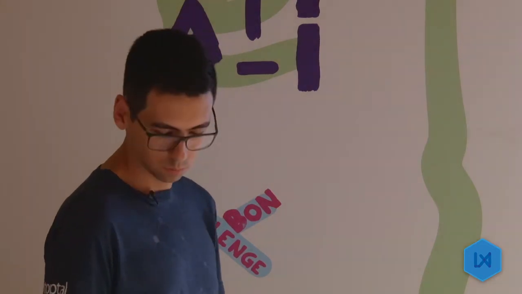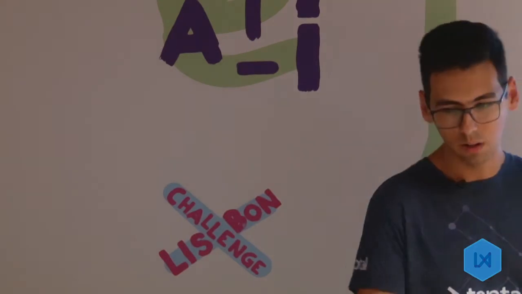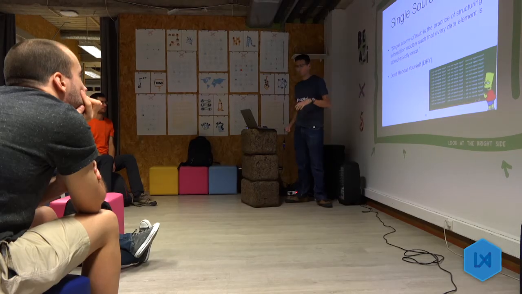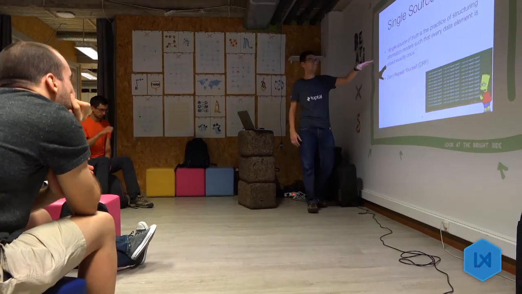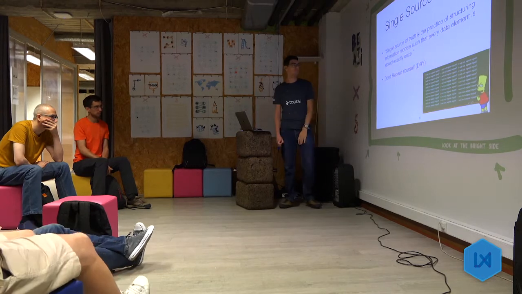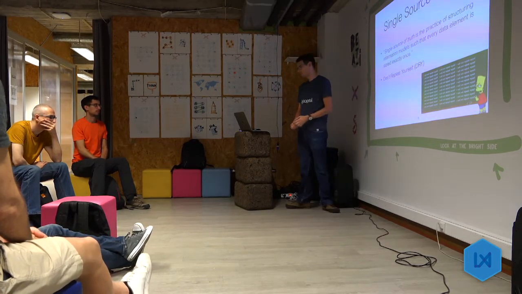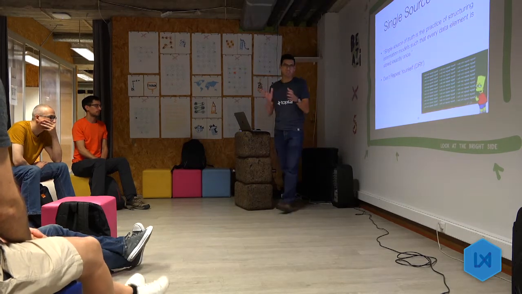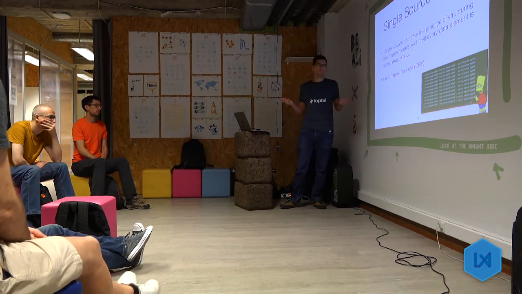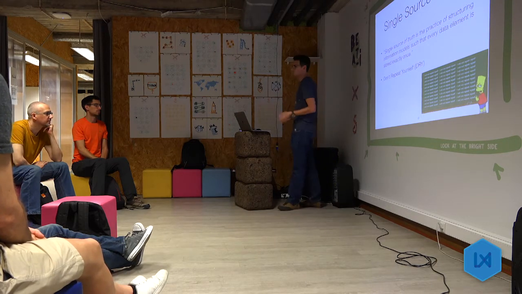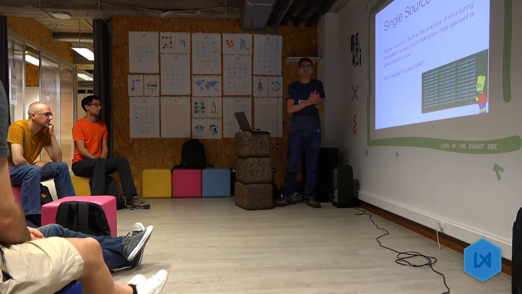Okay. So we talked about REST API, we talked about Swagger. Now the other part of the title, which is a single source of truth. What do I mean by this? According to Wikipedia, single source of truth is the practice of structuring information models such that every data element is stored exactly once. This is in line with a concept that you usually have as programmers, which is don't repeat yourself, right? You don't want to repeat code, you don't want to repeat data models, you don't want to repeat stuff.